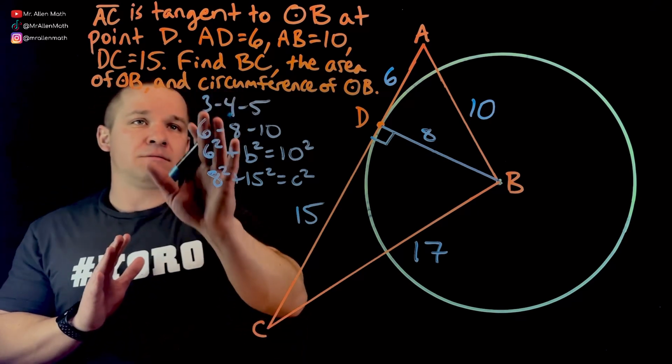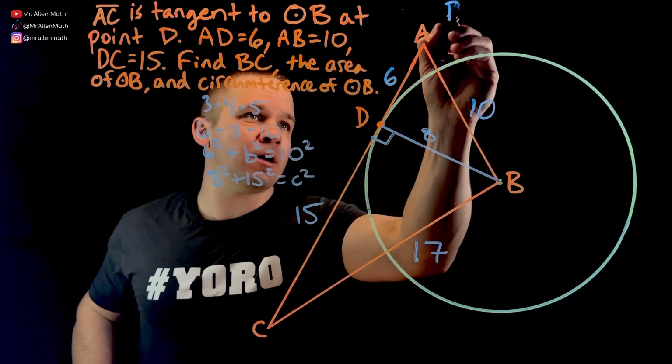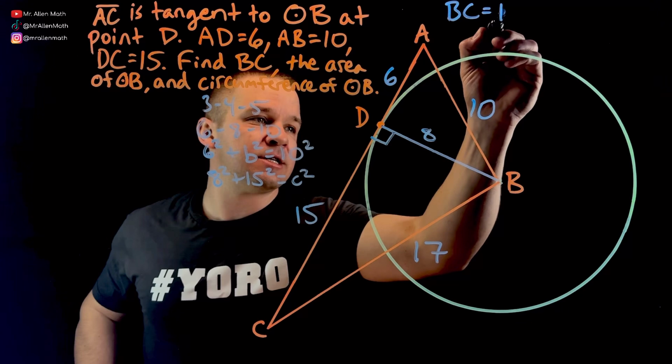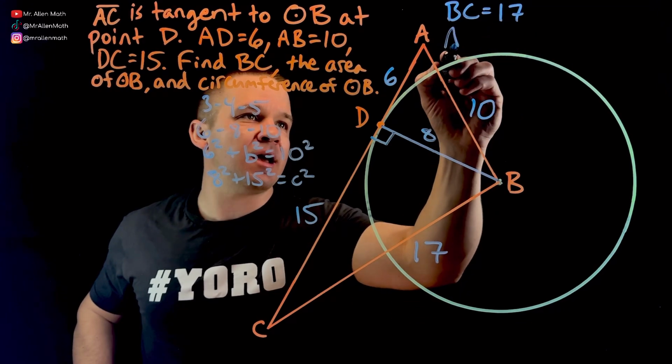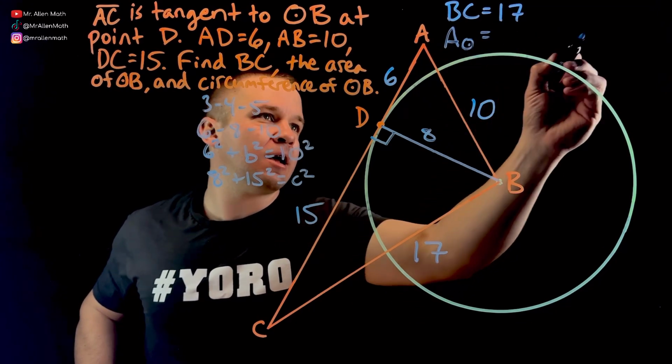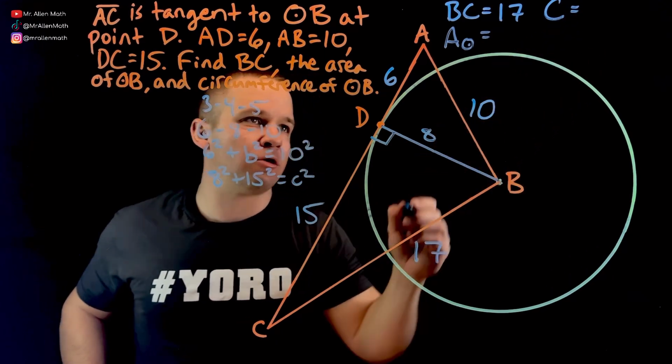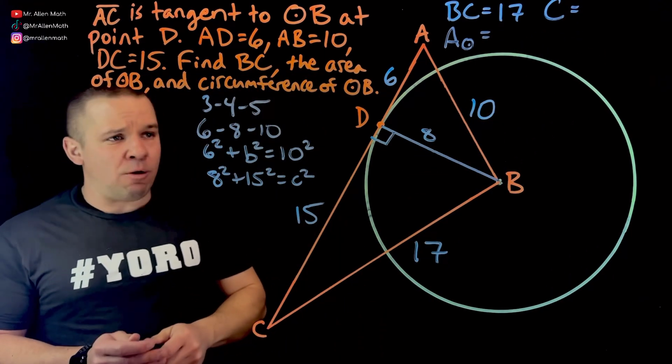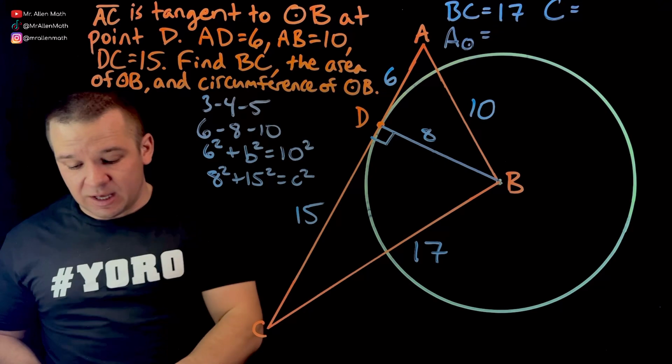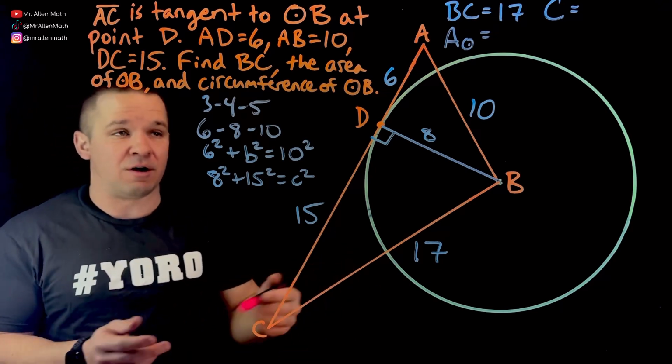All right, so I've got BC. We already know BC. I'll put that up here. BC equals 17. So that one's done. Then we have the area of the circle that we need, and we have the circumference of the circle that we need. Okay. So now what? Let's see here. Well, I have my radius, right? So that means I could probably find my area and circumference pretty easily.